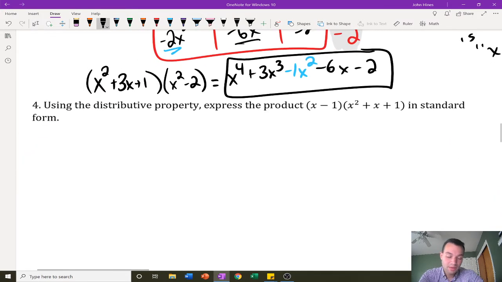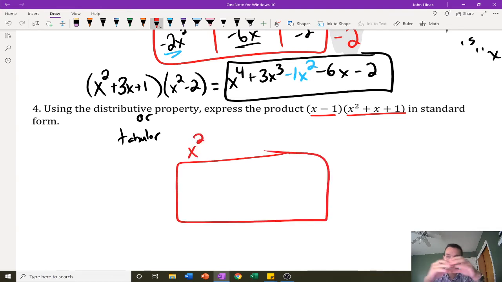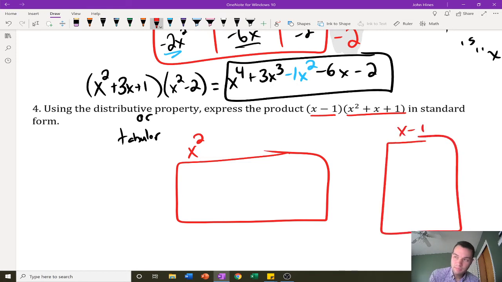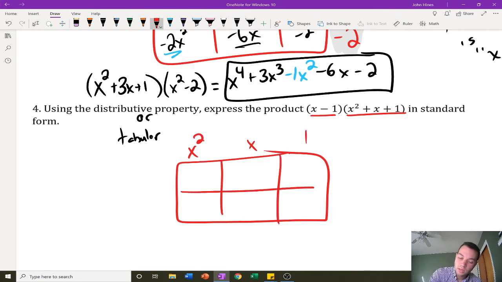Use the distributive property, or the tabular method, to find this product in standard form. So let's find the product of x minus 1 times x squared plus x plus 1. I'm always a fan of having my tables more horizontal than vertical. You could have a more vertical table with 2 terms at the top, but that's not what I usually do. So x squared, x, and then a 1, then I have an x minus 1 here.